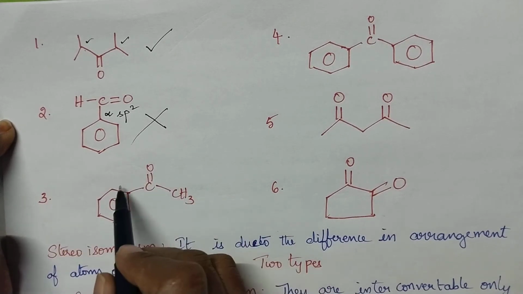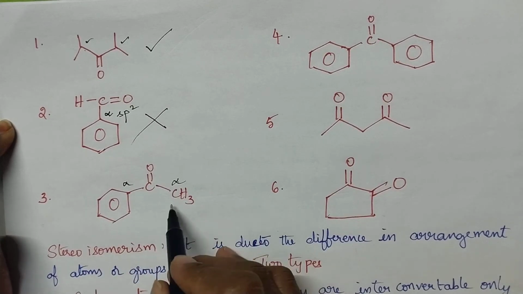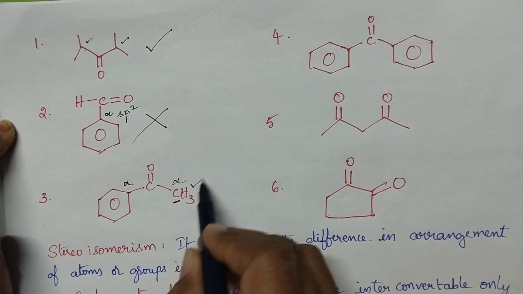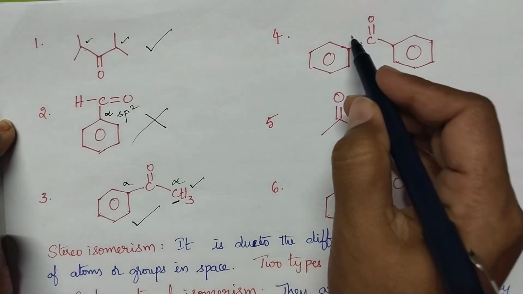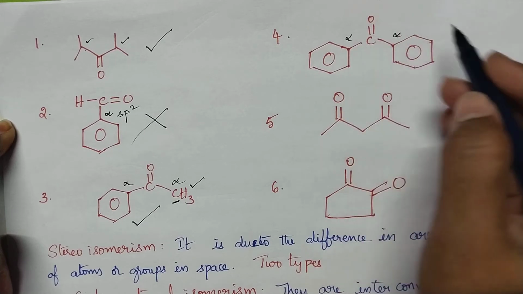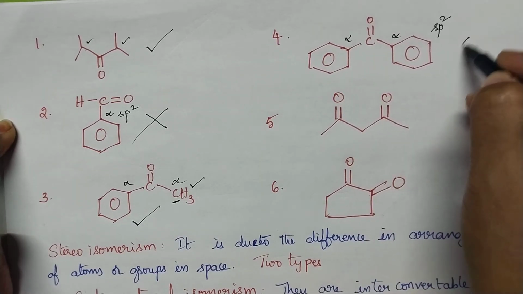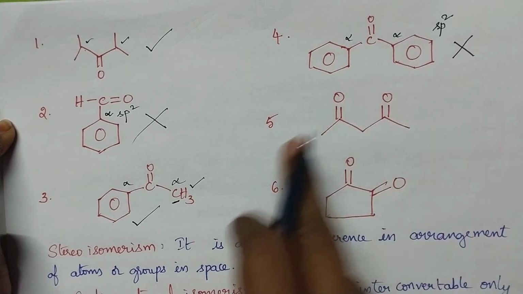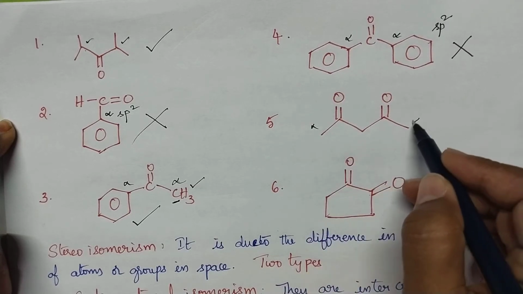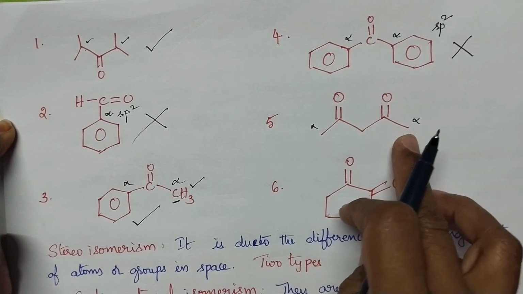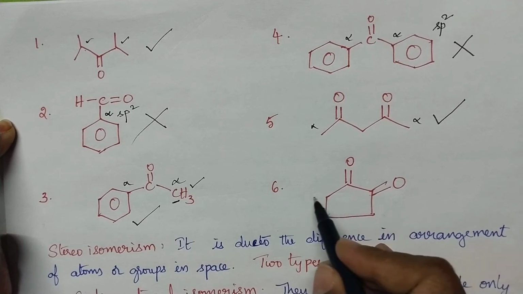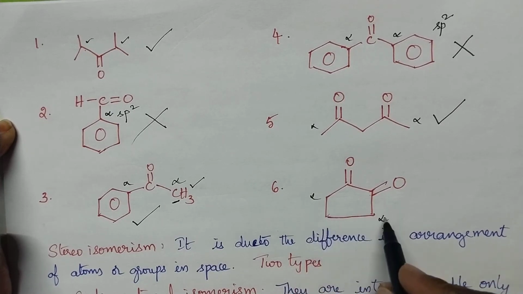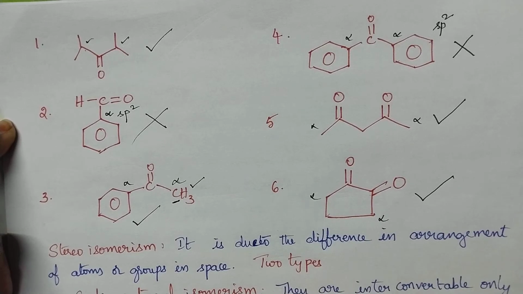Coming to the third compound. Here two alpha carbon atoms are present and this alpha carbon atom is sp3 hybridized. Still it contains hydrogen atoms. So this compound exhibits keto-enol tautomerism. Coming to the fourth compound. Though it contains two alpha carbon atoms, both of them are in sp2 hybridized state and hence this compound will not exhibit keto-enol tautomerism. Coming to the fifth compound, the alpha carbon atoms are sp3 hybridized, still they contain hydrogen atoms, so this compound exhibits keto-enol tautomerism. And coming to the cyclic structure, here two alpha carbon atoms are present and these alpha carbon atoms also contain hydrogen atoms. This compound also exhibits keto-enol tautomerism.